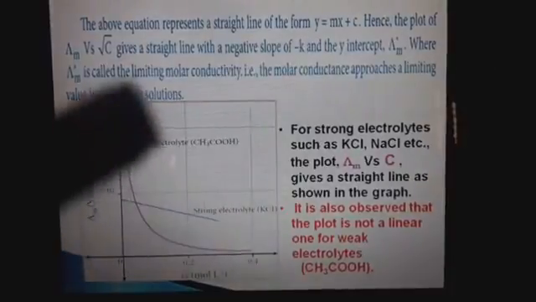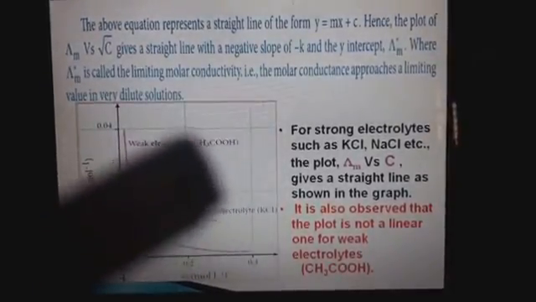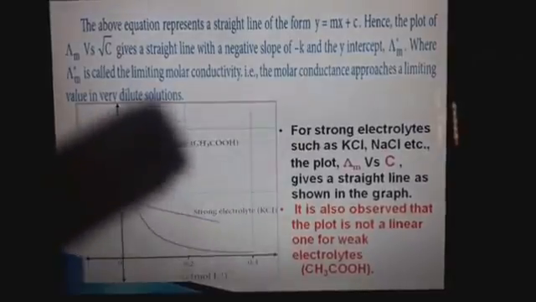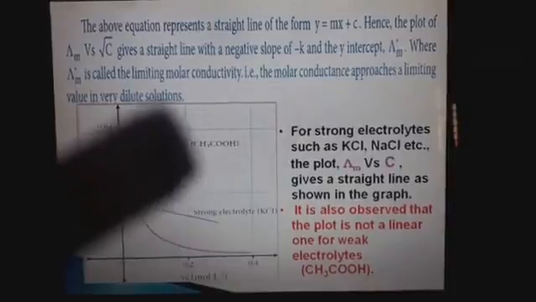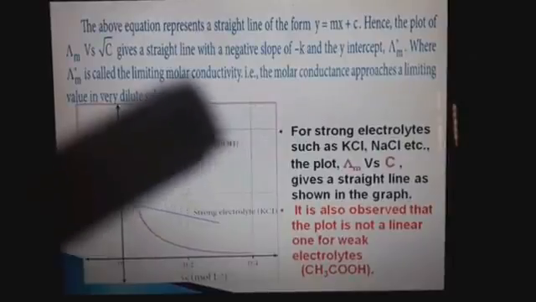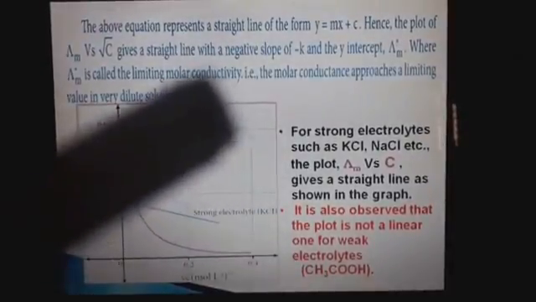From this graph we get the lambda 0m value. Lambda 0m is the limiting molar conductance. He gets the limiting molar conductivity, that is, the molar conductance approaches a limiting value in very dilute solution. This is the limiting molar conductivity. Underline it. This is an important point.